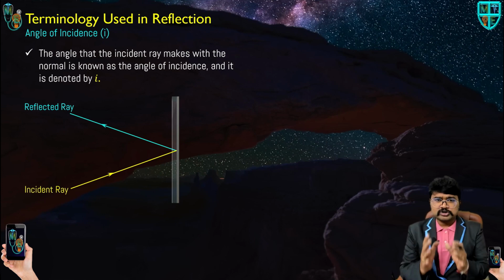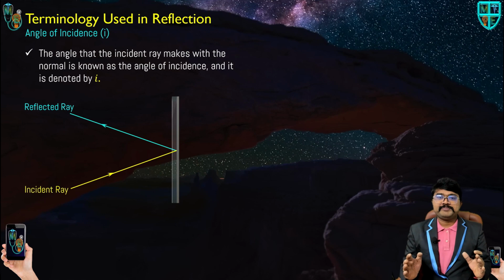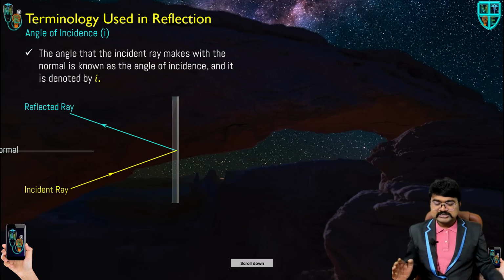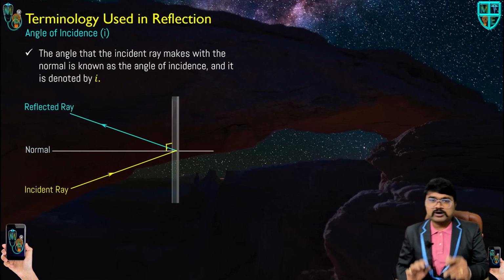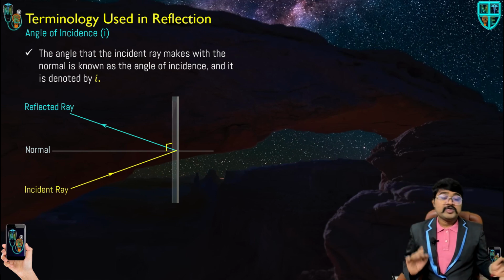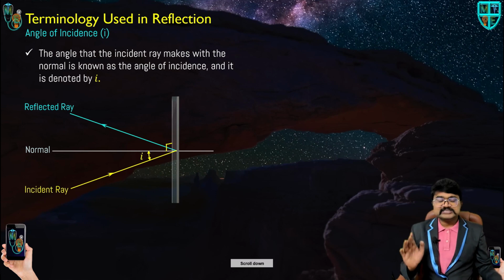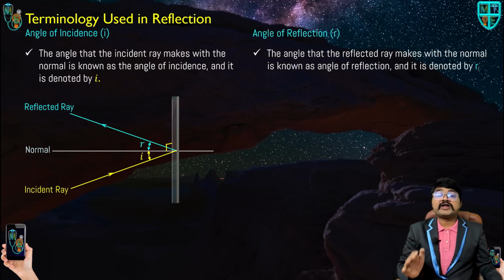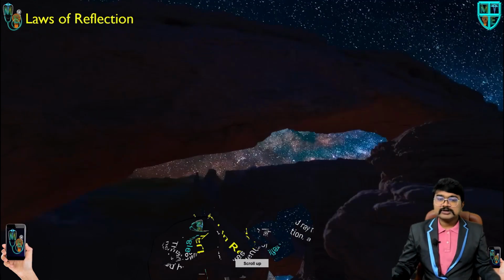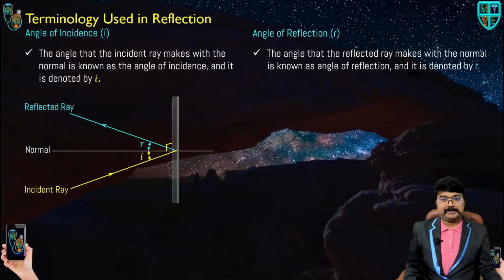Here we need to draw the normal to the surface, plane surface. What is the normal to the plane surface? We need to draw the perpendicular to that. Now, the angle made by the incident ray with the normal is nothing but the angle of incidence. Now, the angle made by the reflected ray with the normal is nothing but the angle of reflection. Understood now?